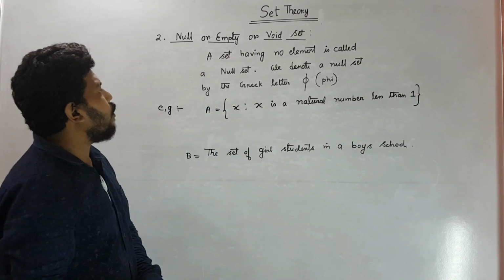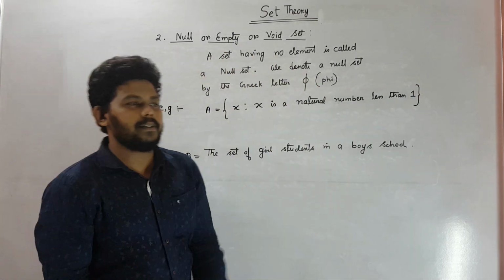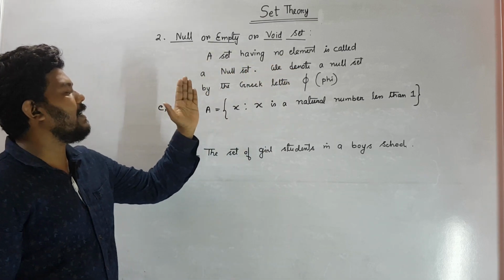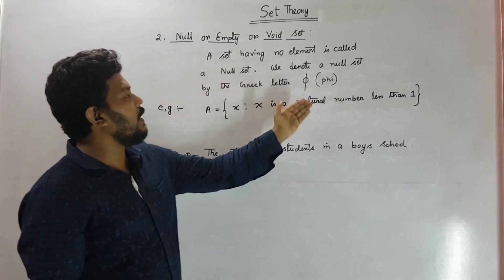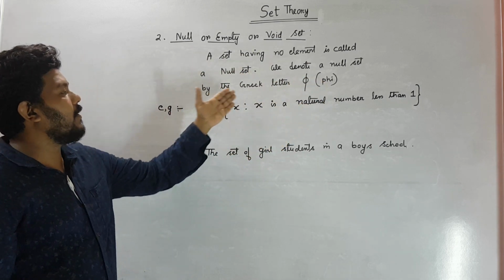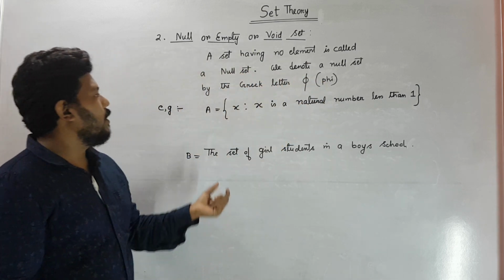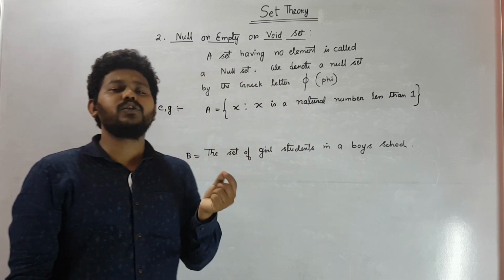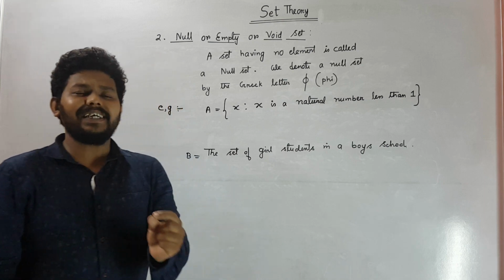Now null set or empty set or void set. A set having no element is called a null set. We denote a null set by the Greek letter phi. What is phi? Phi means a null set. In a null set, there is no element present in it.